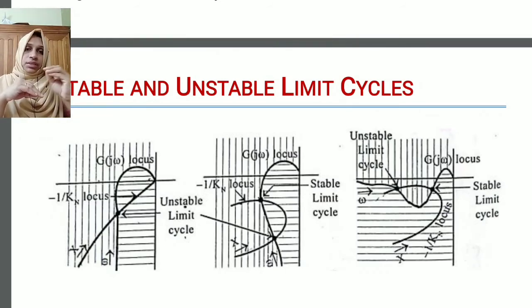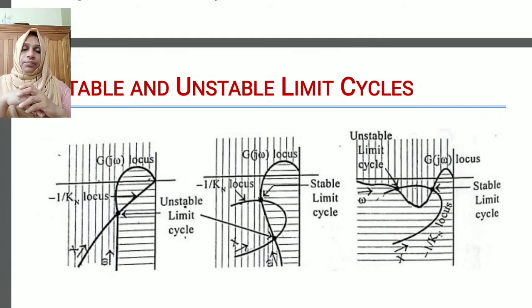So, from this, x value increases. As the x value increases, it moves and it intersects with the g of j omega locus and it enters into the unstable region. That means the limit cycle is unstable. That is, if minus 1 by kn locus is moving from a stable region to unstable region, then the limit cycle is unstable limit cycle.